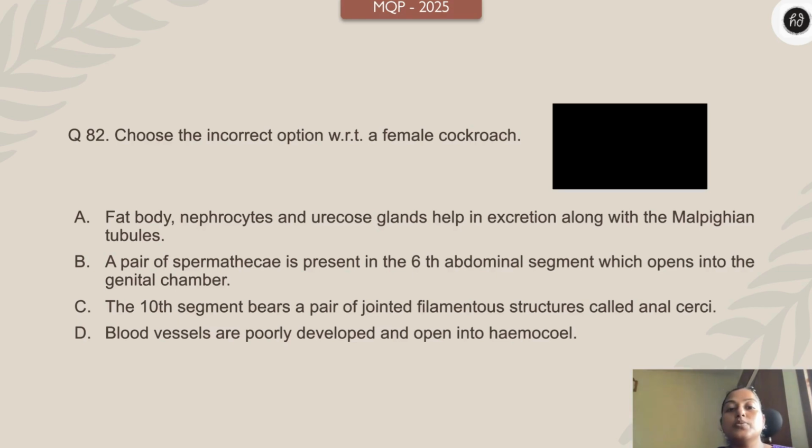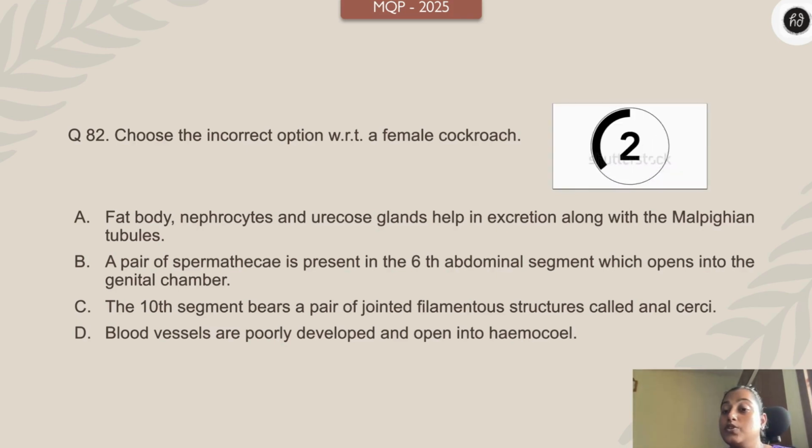Choose the incorrect option with respect to a female cockroach. Fat body, nephrocytes, and uricose glands help in excretion along with Malpighian tubules. A pair of spermathecae is present in the 6th abdominal segment, which opens into the genital chamber. The 10th segment bears a pair of jointed filamentous structures called anal cerci. Blood vessels are poorly developed and open into hemocoel. Your time starts 3, 2, 1 right now.